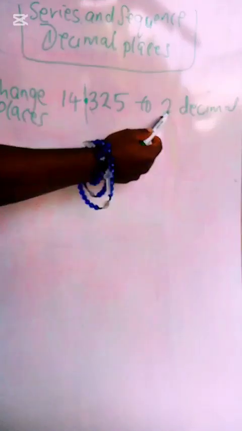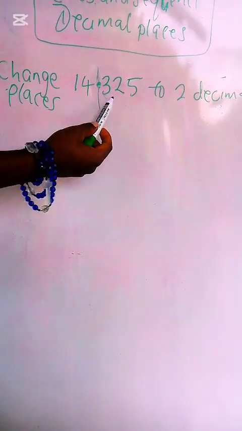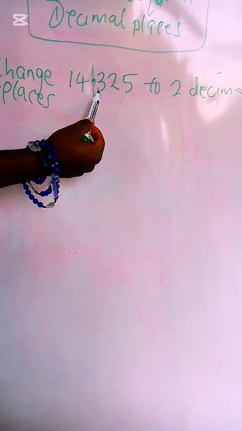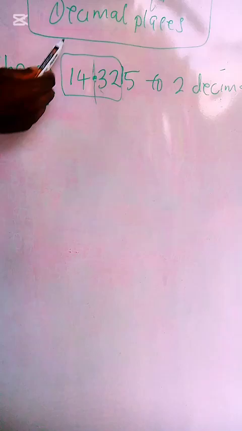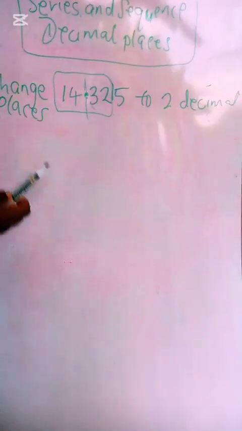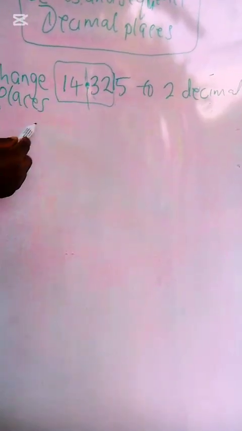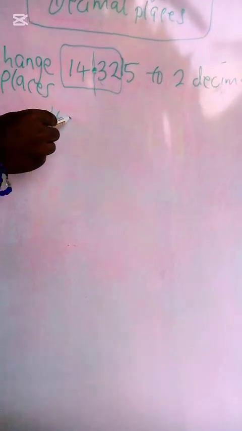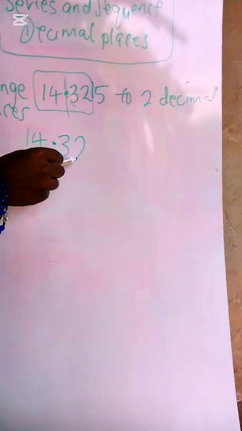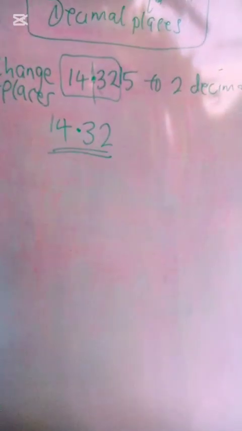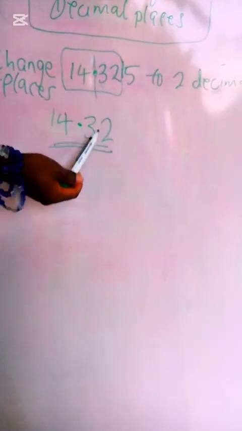So if you are trying to solve this question, since what we are looking for is 2 decimal places, that means after this point, we are just going to count 2 numbers. So we now have a 1, 2. So this box now contains our answer. So the answer to this now is we have 14 point 3 2, and that is our final answer. So this is 2 decimal places. Okay, let me give you another one.